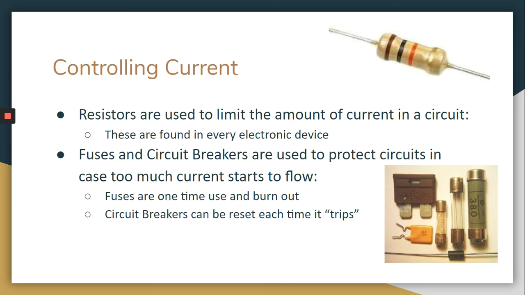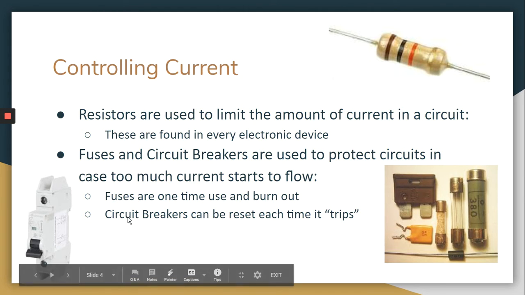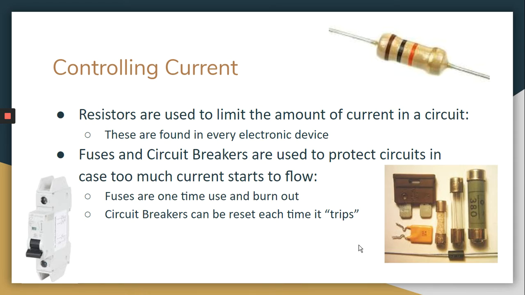More modern homes, newer built, they have circuit breakers. And the nice thing about circuit breakers is they don't have to be replaced every time they trip. So you see that there's actually a little switch here, and that will let you flip it back on. So if too much current starts to flow, it trips and stops the flow.